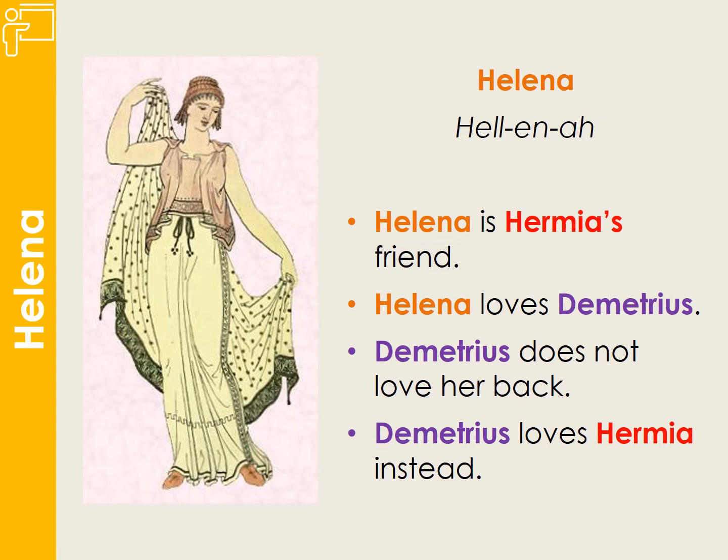So, as the title suggests, we are going to be focusing more on Helena. As I said at the beginning, Helena is Hermia's best friend. However, Helena loves Demetrius. Demetrius does not love her back. Demetrius instead loves Hermia. So this creates a bit of a dilemma for Helena, because she is loyal to her best friend Hermia. However, she has to consistently watch the man that she loves love her best friend instead.